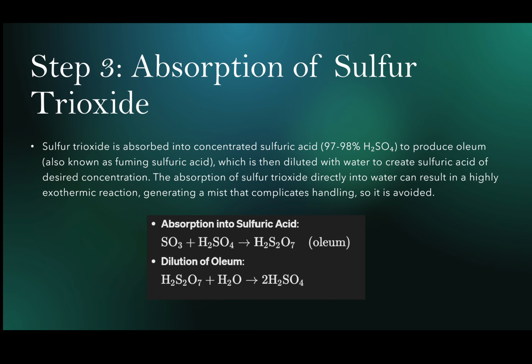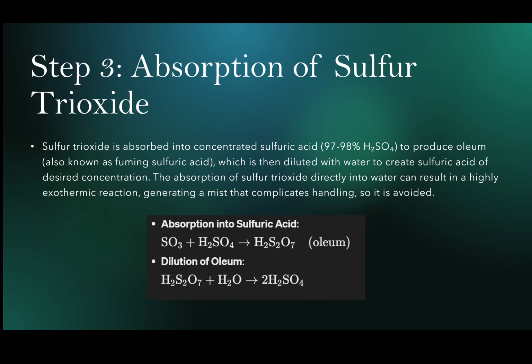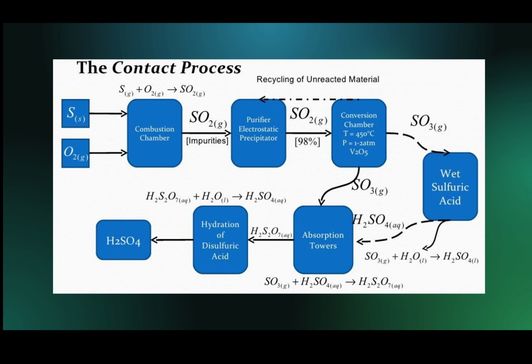I know I spent a lot of time on step 2. That is because the syllabus asks us to know the principles behind that. But step 3 is simply adding our sulfur trioxide to the sulfuric acid that was there before, producing oleum, then diluting it. Alright? Ready to move on? This is the contact process.